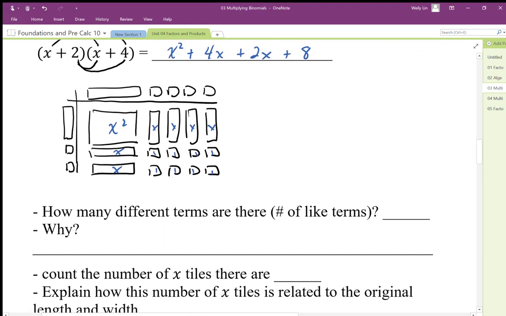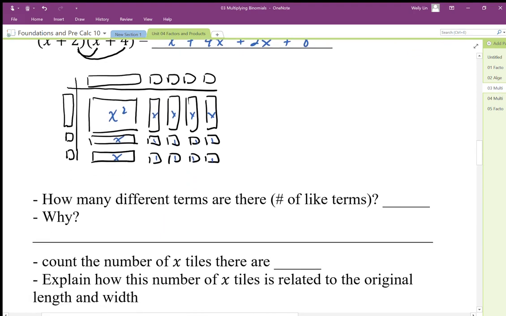So how many different terms are there? Okay, so there's 4 terms, okay, and a number of like terms. There's 4 parts, but there are 3 terms. Okay, because the middle x terms can be combined because they're the pieces that are the same shape. So it's along here and here, which ends up giving us the same shape.